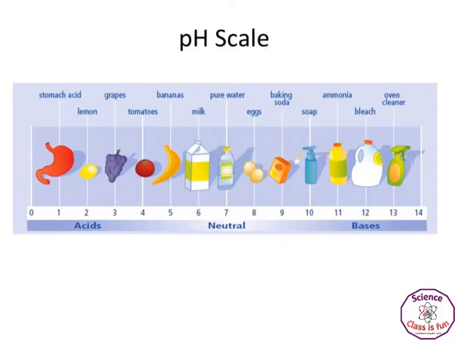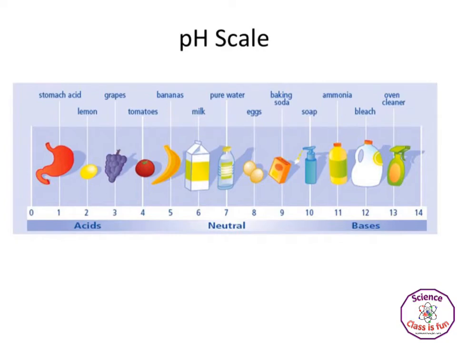Alright, so we're going to look at the pH scale. And the pH scale tells us if a solution is an acid or if a solution is a base. Now you're going to notice in this video we're going to talk about the same items, and there are a lot of common items that you have exposure to, like lemons, tomatoes, soap, and oven cleaners.